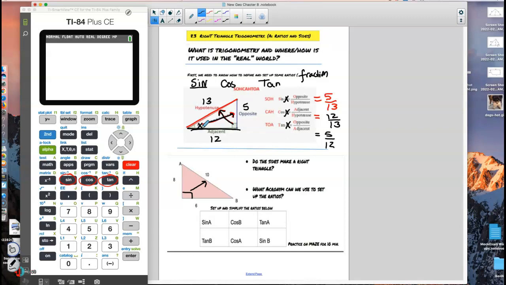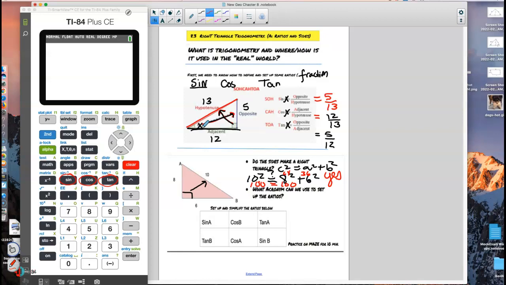All right, so it says, do the sides make a right triangle? That's another section. They do if c squared equals a squared plus b squared. So let's go check that out. Does 10 squared equal 8 squared plus 6 squared? If you go to your calculator or in your head, 10 squared is 100. On the right-hand side, 8 squared is 64, plus 6 squared, 36, you also get 100. So yes, this can use right triangle trigonometry.